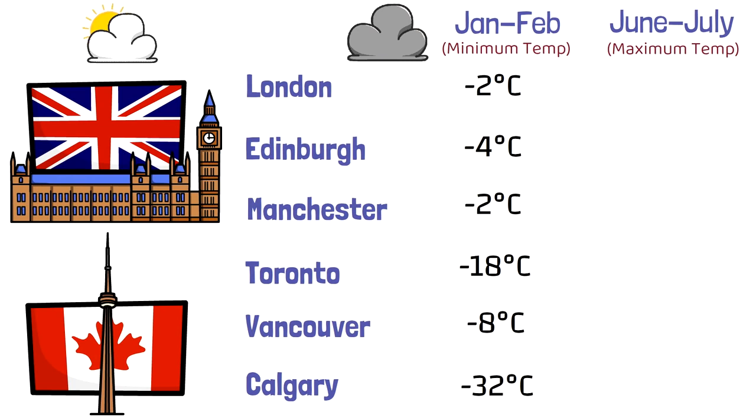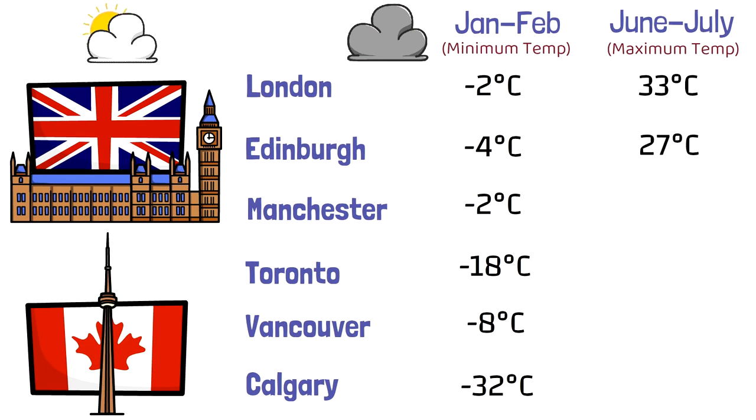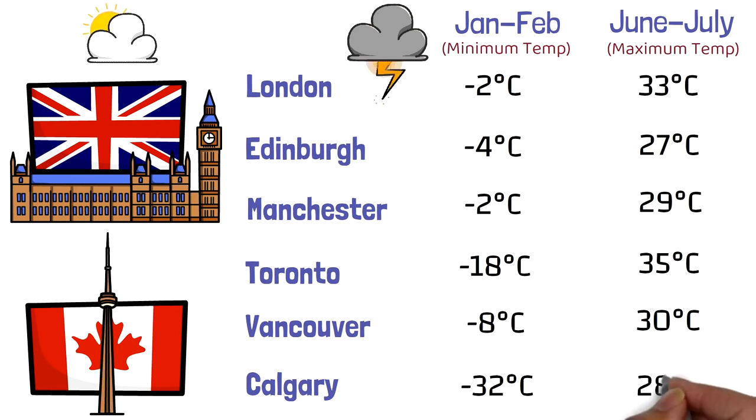Talking about summers, in London the maximum temperature goes around 33 degrees Celsius, in Edinburgh around 27 degrees Celsius, Manchester around 29 degrees Celsius, in Toronto around 35 degrees Celsius, Vancouver around 30 degrees Celsius, and in Calgary around 28 degrees Celsius. So overall we can say that obviously Canada is much colder in the months of January and February. It is also a lot warmer in the months of June and July. Please notice that transition in London. You can see from -2 to 33 degrees.